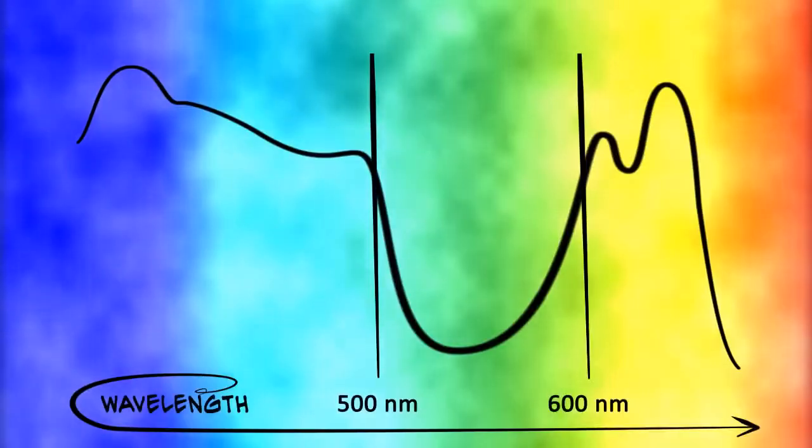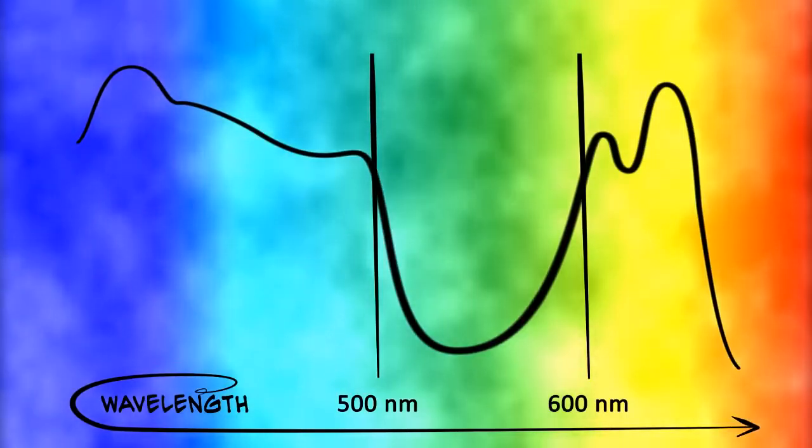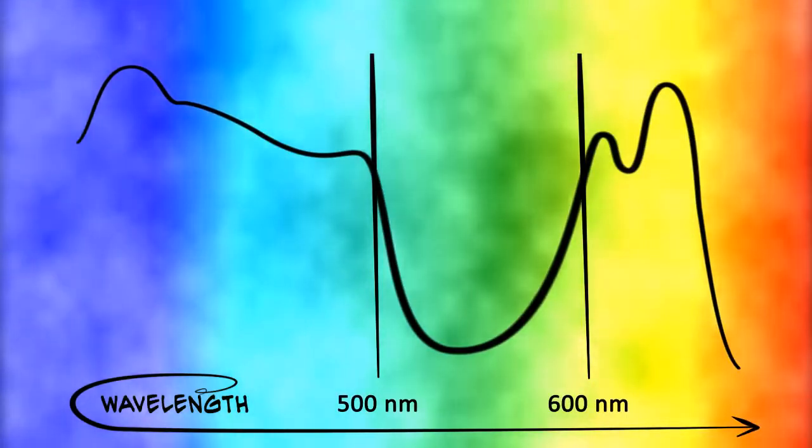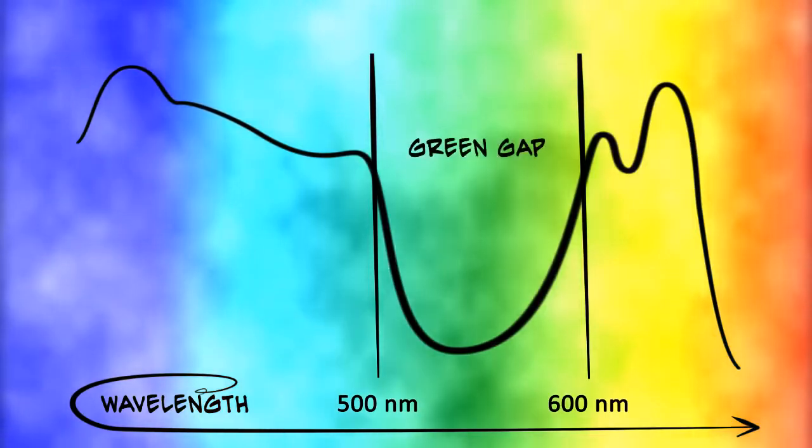This is the reason why plants are green, as light with a wavelength of about 500 to 600 nanometers isn't absorbed but reflected. This is called the green gap.